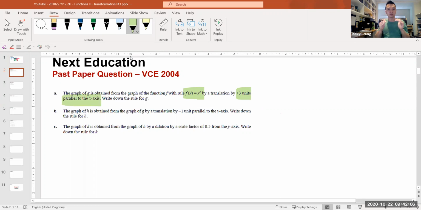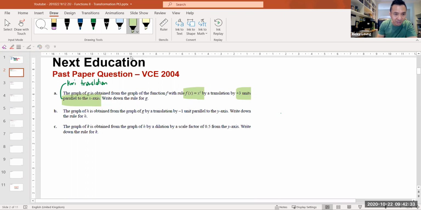Parallel to the x-axis. So if I'm moving, the x-axis is over here. If I'm moving parallel to the x-axis, that's a horizontal. So I'm shifting the graph horizontally, left and right. That's a horizontal translation. So I'm just going to highlight that and note to myself that it is a horizontal translation. So the first one is pretty straightforward if you can appreciate the language.